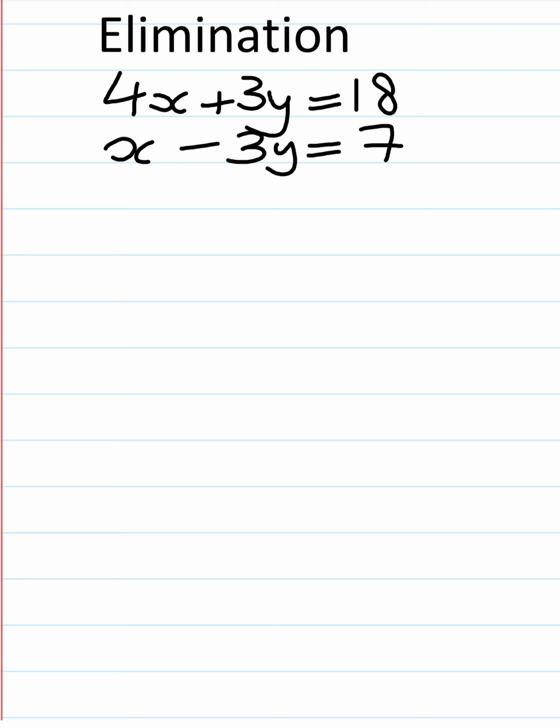Now let's look at the y's. We've got a plus 3 and a minus 3. If we were to add the two equations, the y's will cancel out. So this is probably the easier way to do it in this case.